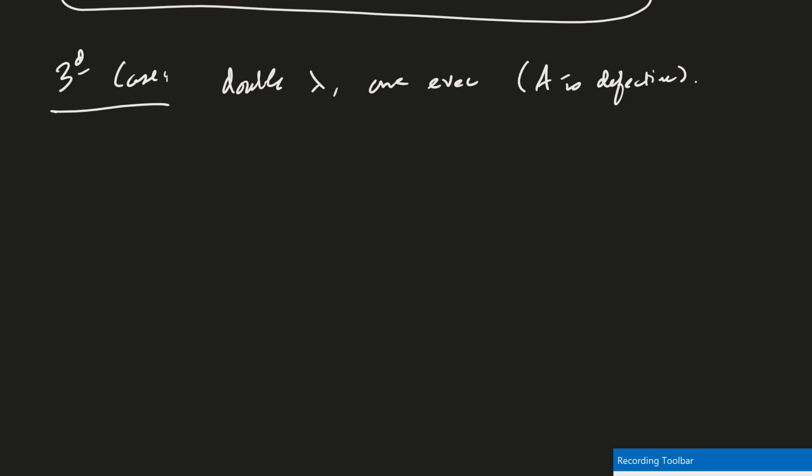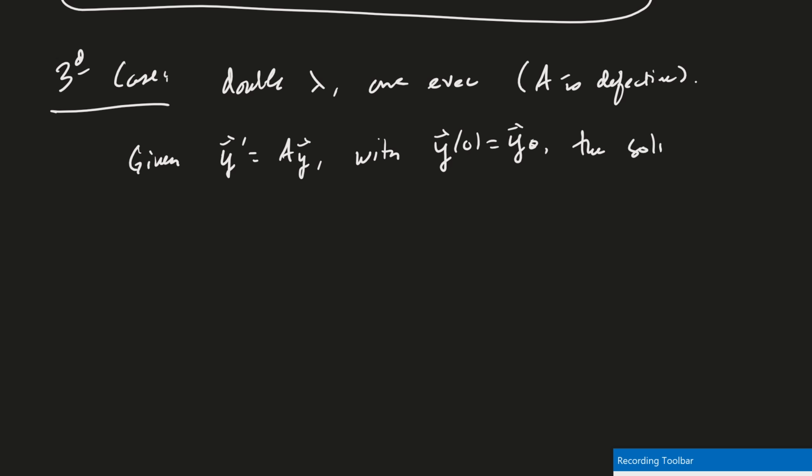Okay, and so given y prime is equal to A times y, with y of 0 being equal to y sub 0, the solution with eigenvalue lambda. So lambda is a double root, right? So you could say lambda, lambda if you wanted to. We'll just say lambda and v.